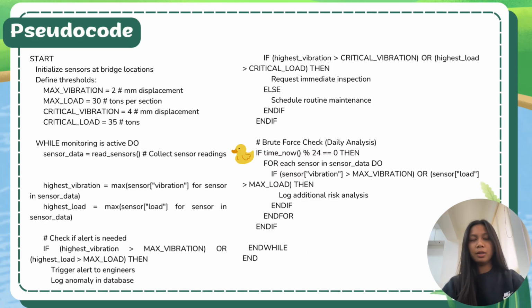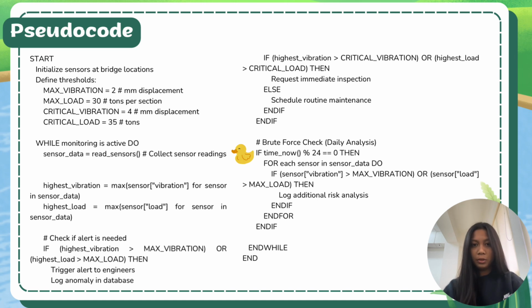Now I'll be explaining our pseudocode. After starting our pseudocode, we set up sensors at various bridge locations to monitor vibration and load. We excluded temperature because we thought it might not be that effective. Then we set thresholds for vibration and load. The safe limits, max vibration and max load, are 2 millimeters and 30 tons. Then the dangerous level, critical vibration and critical load, is at 4 millimeters and 35 tons.